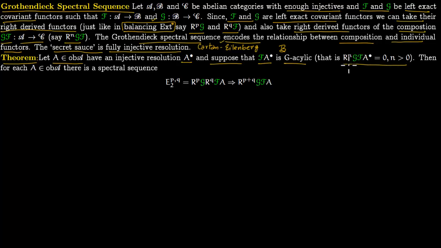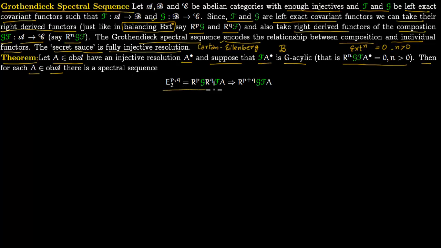Again, we had a concrete notion of this for Xn. In the lecture on balancing Ext, we put this Xn as 0 for n greater than 0, and that formed a crucial piece for balancing Ext. Similarly here, this is going to form a crucial piece. Again, it is advised that you see the lecture on balancing Ext if you really want to understand this more concretely. Then for each object A in category A, we have a spectral sequence.